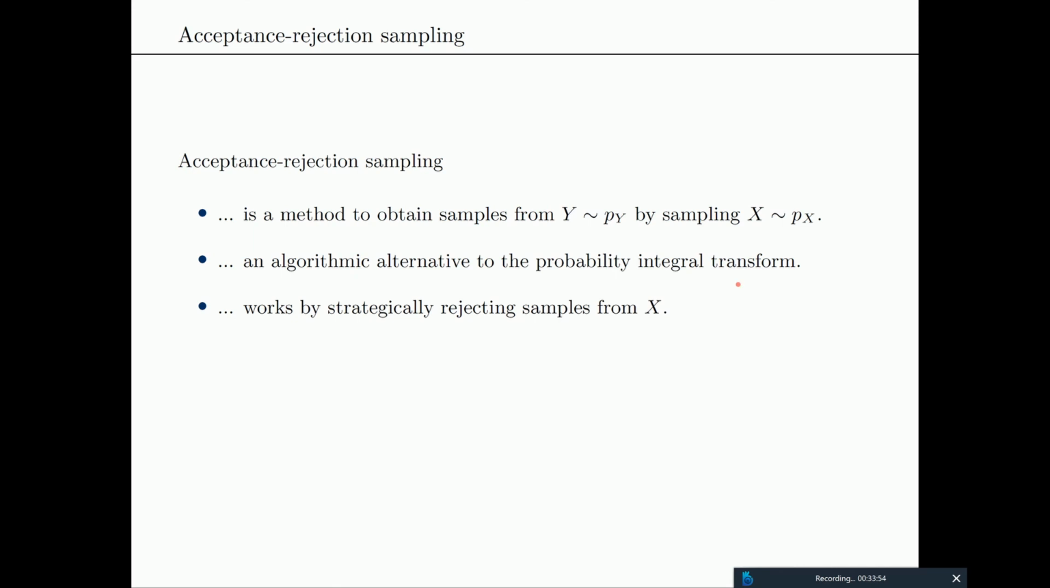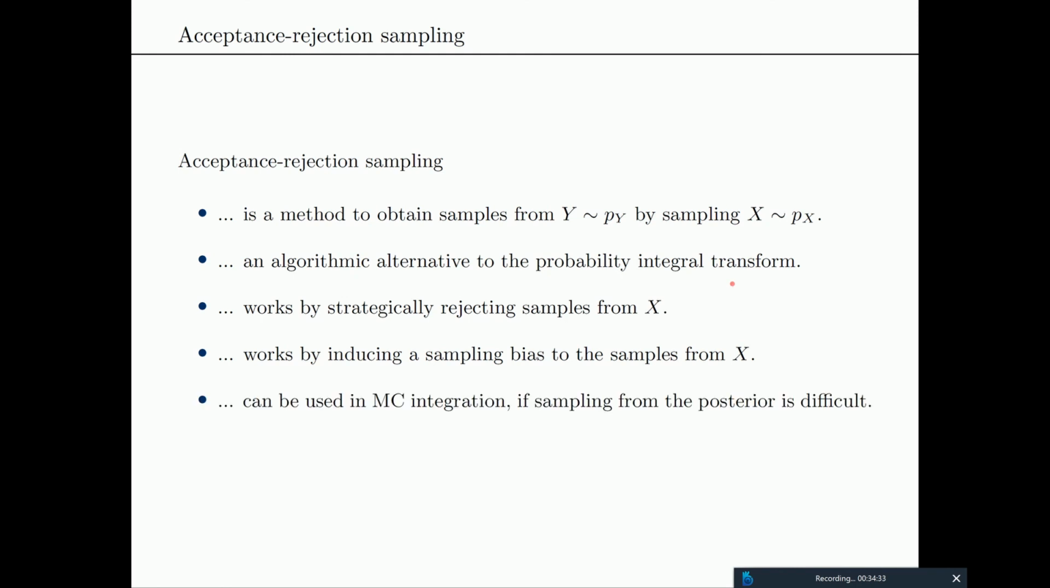And the idea is you strategically reject samples from X. So you induce a sampling bias in samples from X. If you think you're sampling from a Gaussian, then you accept certain samples from the Gaussian and others you reject. Then your censored sample has a new distribution that is not a Gaussian, and the distribution of which follows from how you rejected samples in a strategic way.